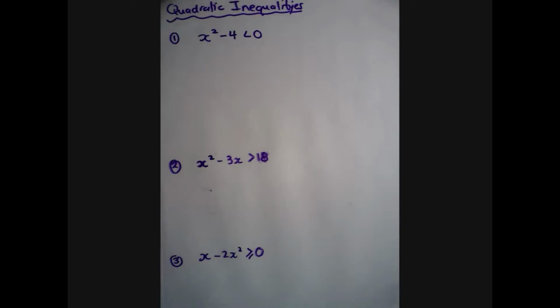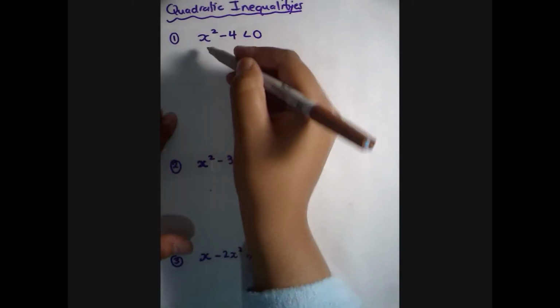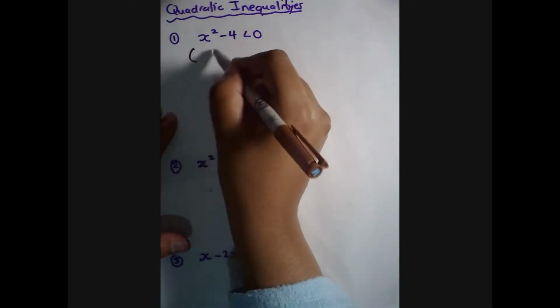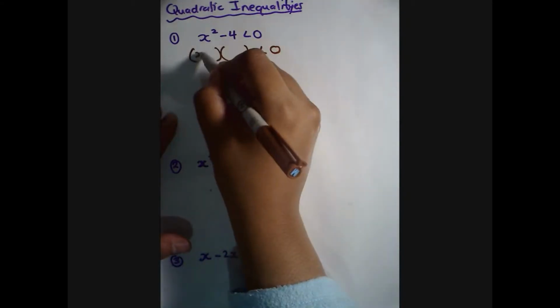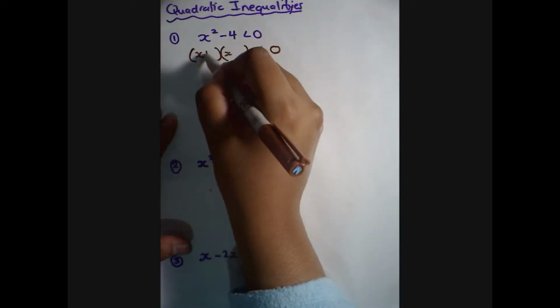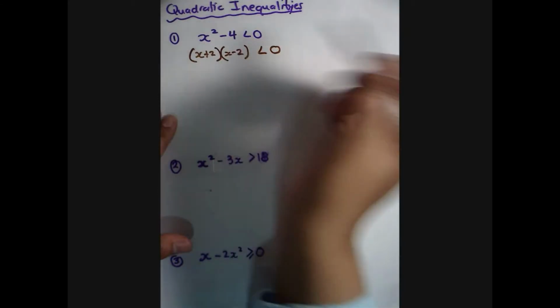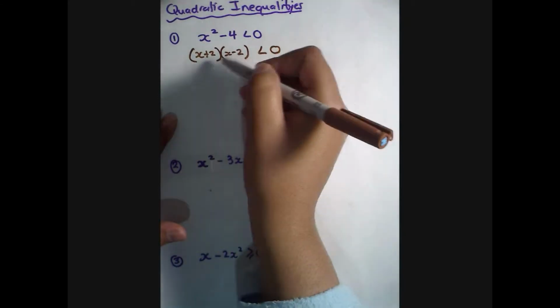So whenever you get an equation like number 1, step number 1 is take everything onto your left hand side and solve the equation like normal to find your critical values. So all the things are on the left hand side, so you open brackets, close, open, close, less than 0. We know this is the difference of two squares, so we're going to have plus 2 and minus 2. It doesn't matter which bracket you put the plus or the minus, it's the same thing.